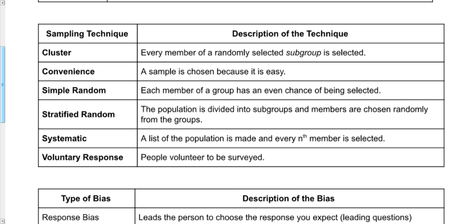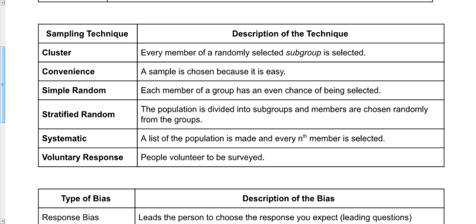Convenience is a sample that's chosen because it's easy. So let's say I want to find out how people's holiday was. I would simply stand at the door of the cafeteria and I'd ask the first 10 people that walked in. And those would be my sample. Okay. Simple random, each member of a group has an even chance of being selected. So if I take the population of the school and I say I've got, let's say 1,200 students, and I want to select 50 people at random, I just randomly pick 50 people without consideration as to how those people were selected, just 50 people.